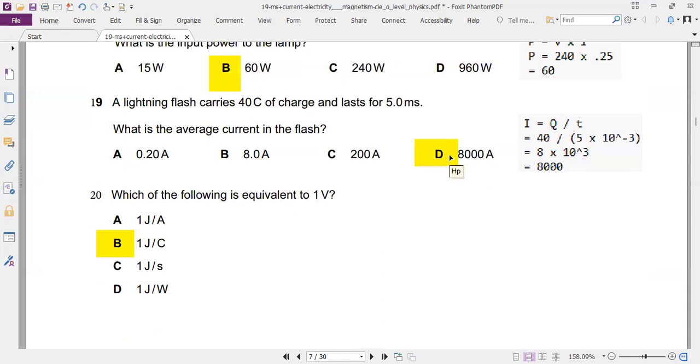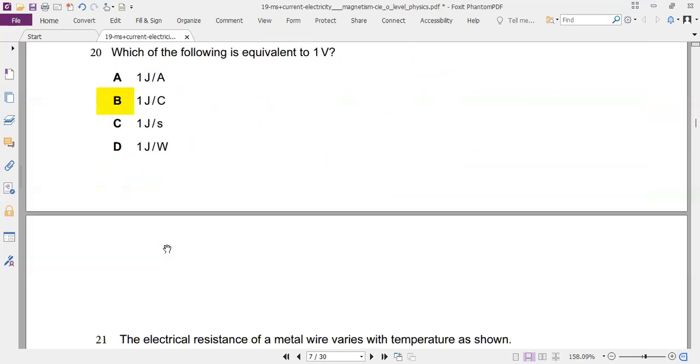In order to blast a missile, we need something like 600 amps. So that's way too much. So what will happen when this lightning falls on something and current conducts through it? Oh my God, that will be plasma. So number 20, 1 volt is equal to 1 joule per coulomb. We have done this before.